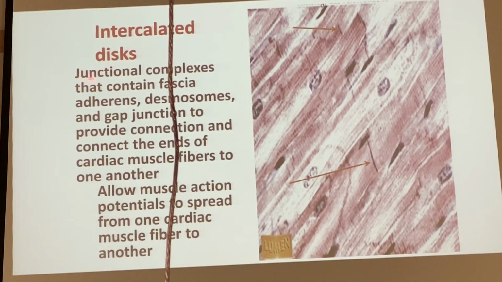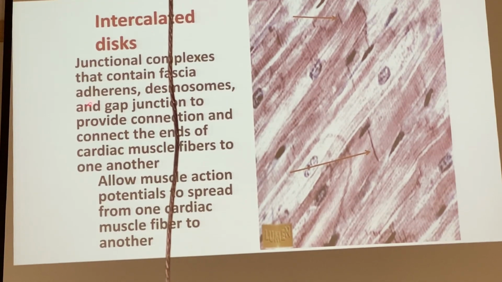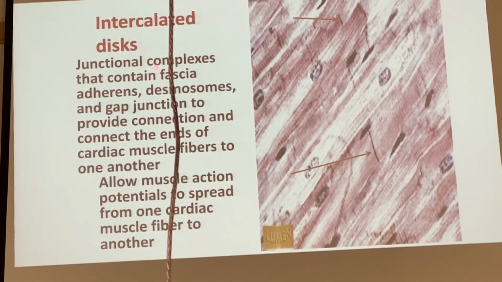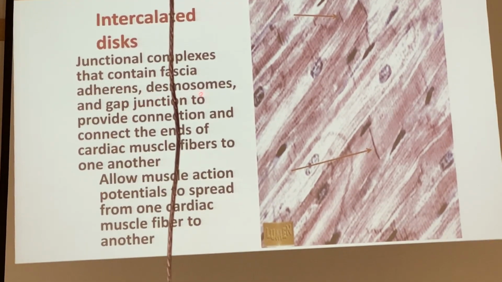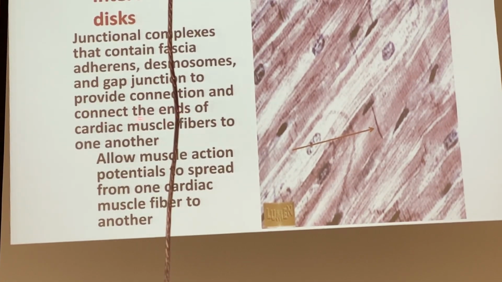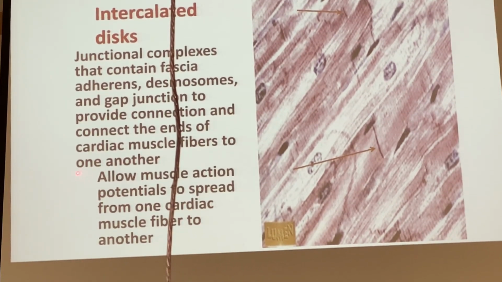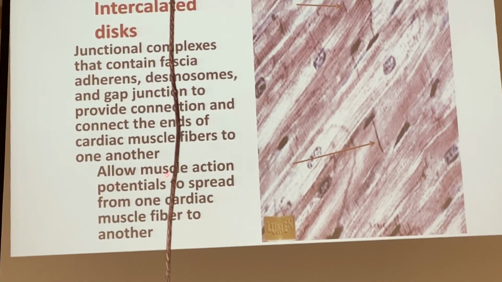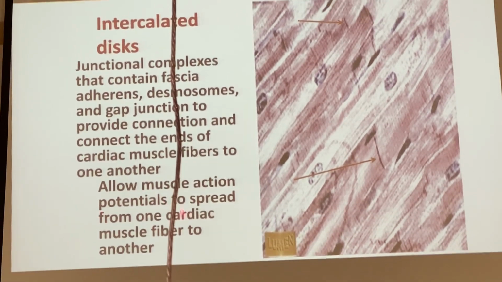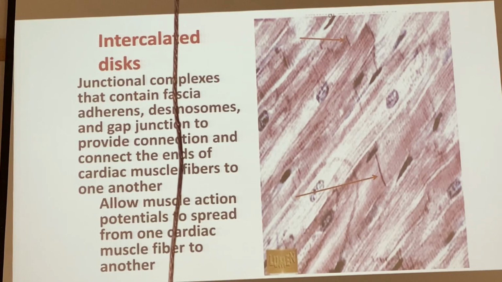Now, if you go to the junctional complex, it contains zona adherens or fascia adherens, desmosomes, and gap junction to provide connection and connect the ends of the cardiac muscle fibers one to another. It allows the muscle action potential to spread from one cardiac muscle fiber to another.